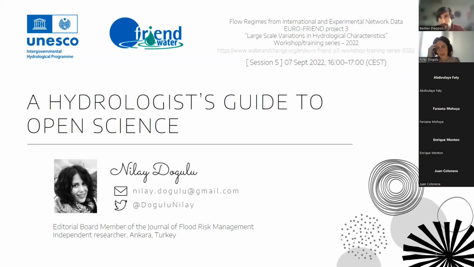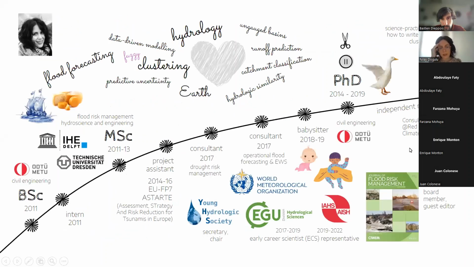I'm an independent researcher based in the capital, Ankara, in Turkey, and I've been very much interested in open science for the past 2 years. Maybe a bit about me first. I'm a civil engineer turned hydrologist with a passion for flood forecasting, predictive uncertainty estimation, and catchment classification. And I've been involved in the Young Hydrologic Society and EGU and IHS in the past 3 years.